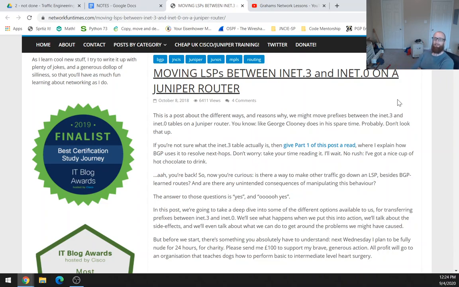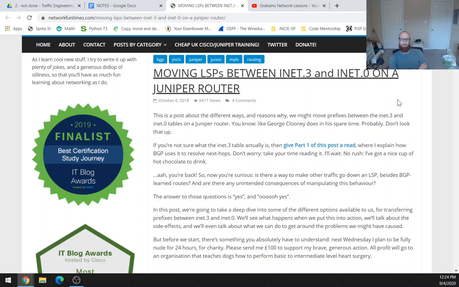If you're not sure what the inet.3 table actually is, then give part 1 of this post a read, where I explain how BGP uses it to resolve next hops. Don't worry, take your time reading it. I'll wait, no rush. I've got a nice cup of hot chocolate to drink. Check your carbs, man. There's a lot of sugar in there.